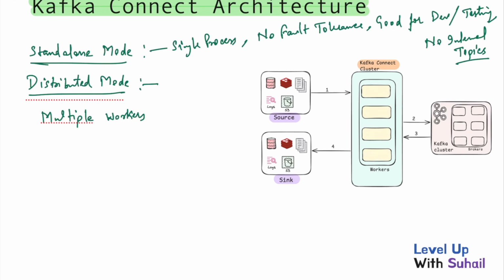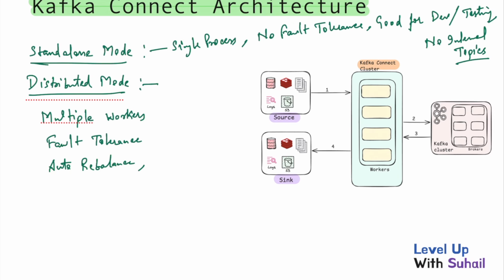Now in distributed mode, you have multiple workers. You have fault tolerance, because with multiple workers you automatically have fault tolerance. It automatically does the rebalancing as and when any worker goes down.